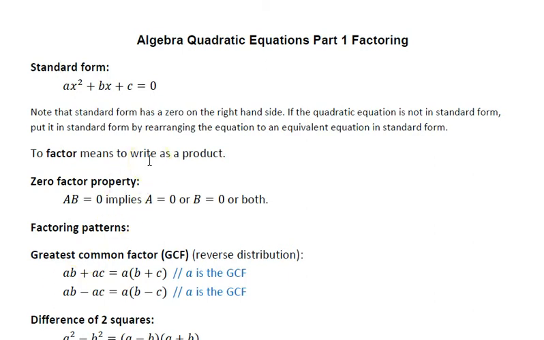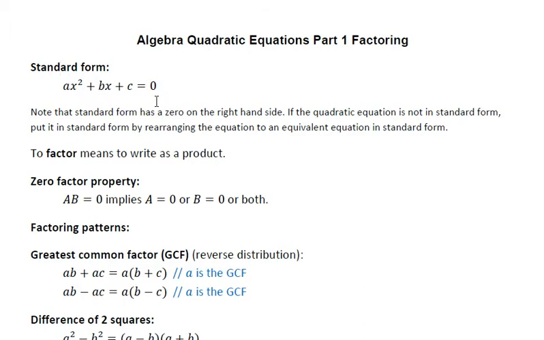This algebra tutorial is the first of 4 parts that focus on solving quadratic equations. Part 1 is using factoring to solve them. Quadratic equations in standard form are of the form ax squared plus bx plus c equals 0, where x is the variable, we see to the second power here, and a, b, and c stand in for actual values. Notice that the right-hand side is equal to 0.